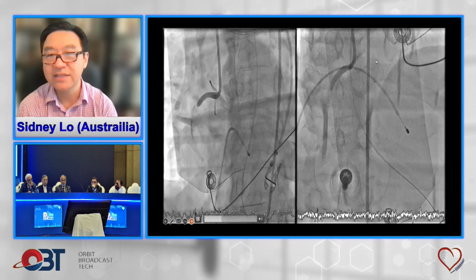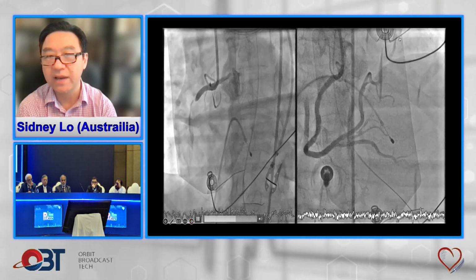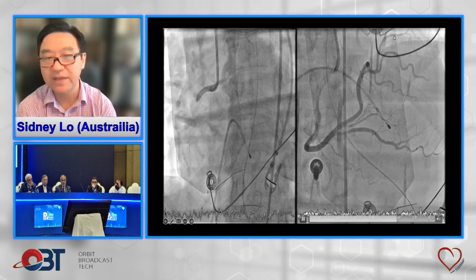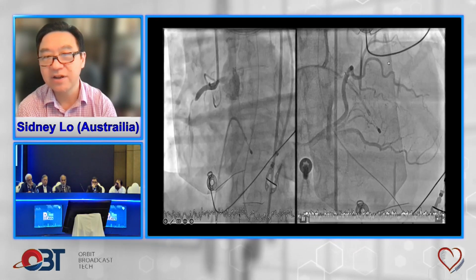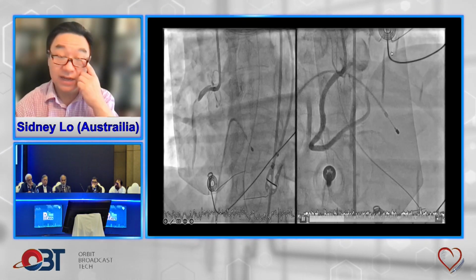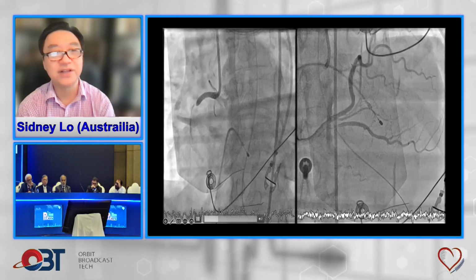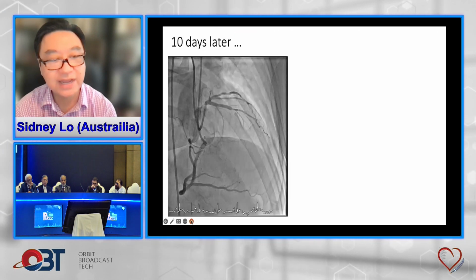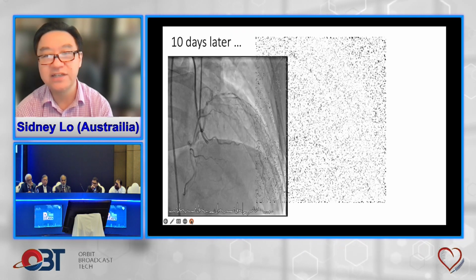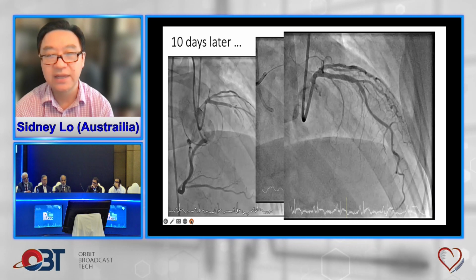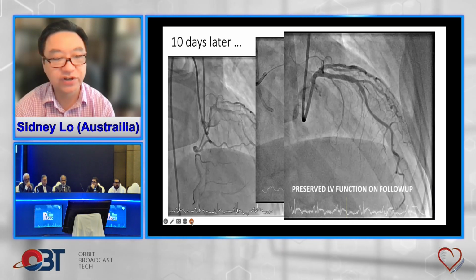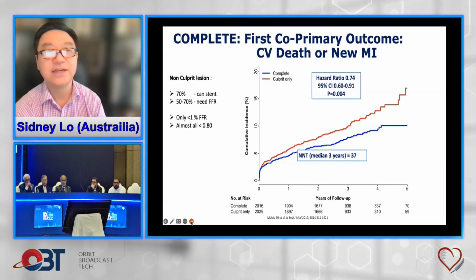At the tail end of this, you can see on the top of the screen that the LAD is filling just a little bit. Very hard to see, but you can see LAD filling. So the right coronary artery was actually collateralizing the LAD. He stabilized. Ten days later, he returned and had a PCI, which was fairly easy to do. The LAD was stented successfully, and actually the function was preserved. Very, very lucky for that.